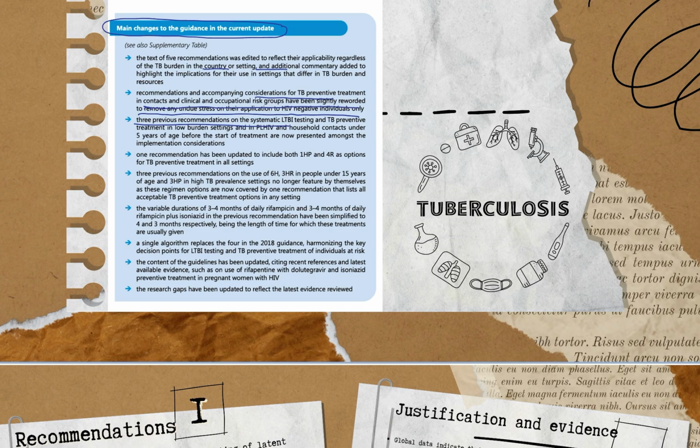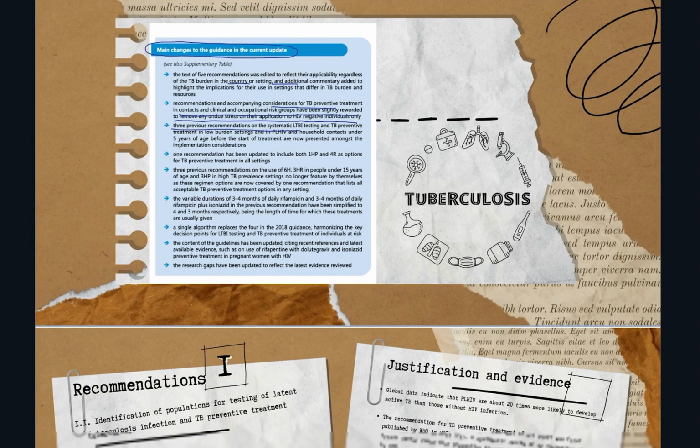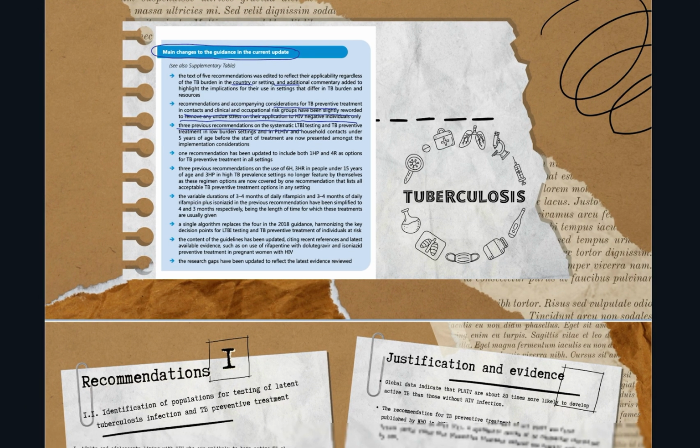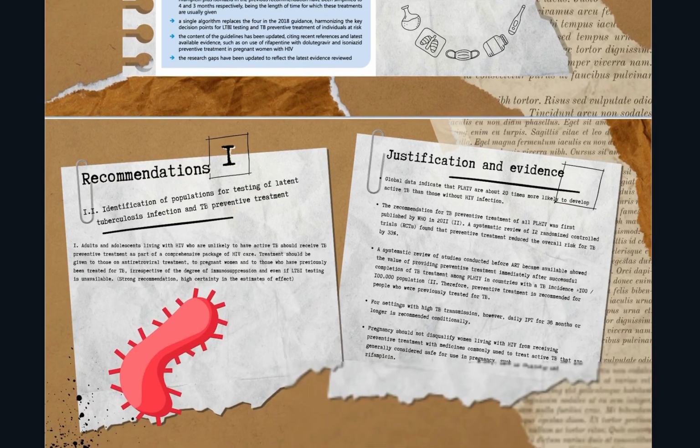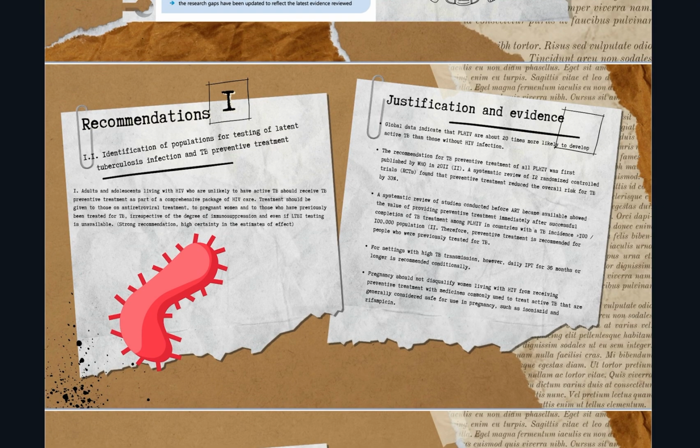The content of the guidelines has been updated, citing recent references and the latest available evidence, such as on the use of rifampicin with dolutegravir and isoniazid preventive treatment in pregnant women with HIV. The research gaps have been updated to reflect the latest evidence reviewed. So these were some updates from the 2018 guidelines. Now we will discuss each recommendation in detail.